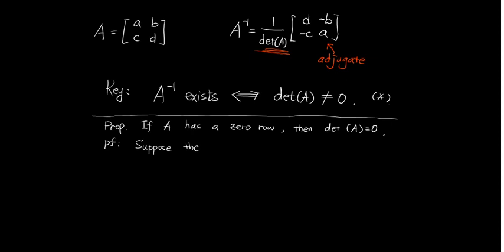Okay, so we may suppose the first row of A, if you don't like the first row, just pick another one. Without loss of generality, you may assume that the first row of A is a 0 row.